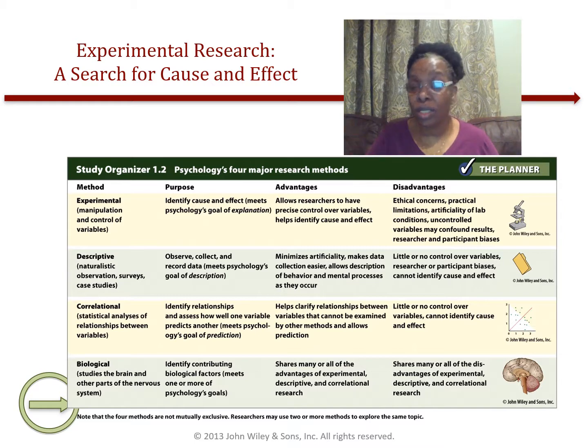The first one is experimental. This is when we actually manipulate and control the various types of variables that we might interact with. The reason why we do this is to help us identify the cause and effect of what we're trying to explain. That's our goal: why it would be happening in the first place. Advantages to this include having precise control over the variables, which allows us to identify the cause as well as how it affects the situation.